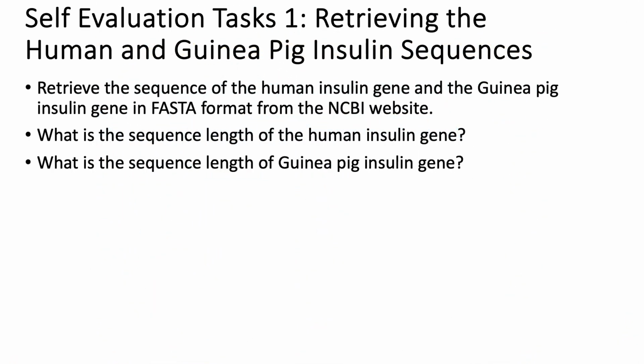Now let's move on to some self-evaluation tasks. They have given 3 tasks. The first task is to retrieve the human and guanidinic insulin sequences. The first question is you have to retrieve the sequence of the human insulin gene and the guanidinic insulin gene in FASTA format from the NCBI website. I hope you can easily do it. The second question is what is the sequence length of the human insulin gene, and the third question is what is the sequence length of the guanidinic insulin gene.